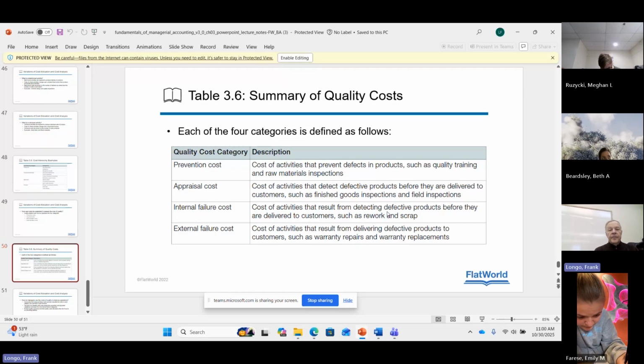Another prevention cost, an inspection of raw materials. Before we put materials into process, we can do inspections so we know we're not putting a defective raw material into a product, because if the raw material is defective, the product's going to be defective. An example of this: you've heard of Frito-Lay potato chips. Their basic raw material for making a potato chip is potatoes.